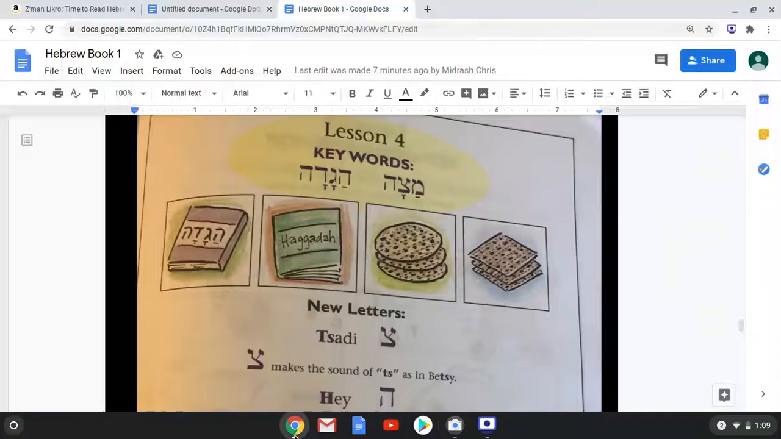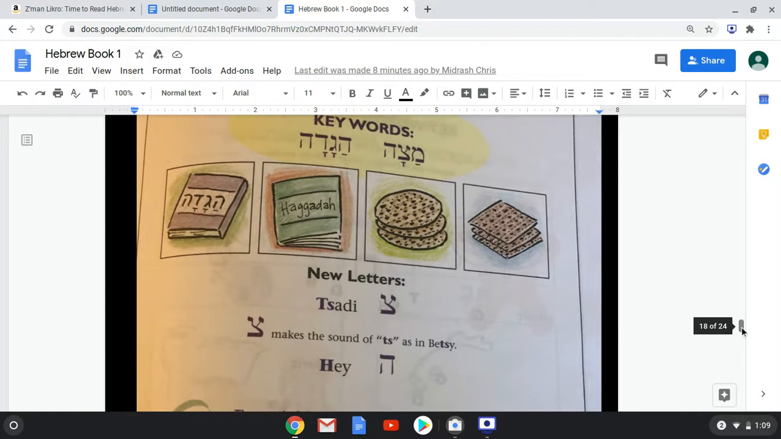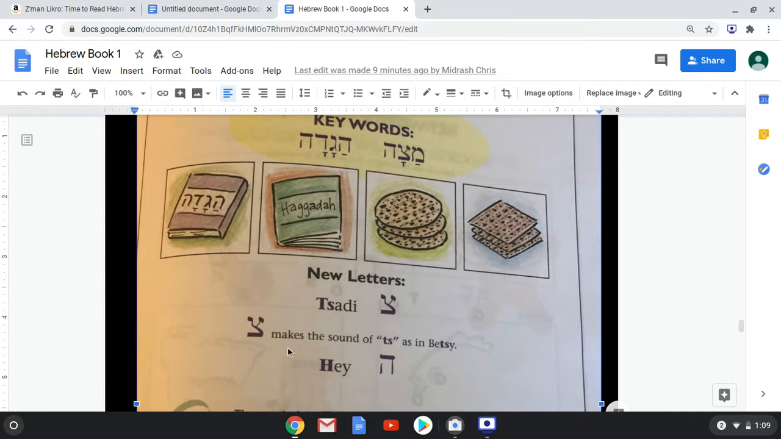Okay, so we're going to start lesson 4 with our Hebrew. All right, so we have two new words and we have some new letters. So, the routine first, before trying to figure out the words, we got to learn the letters. So, we're going to do that first. Our first new letter is called Tsadi. And we're told that Tsadi makes the sound of TS as in Betsy.